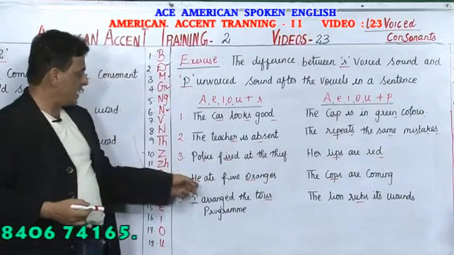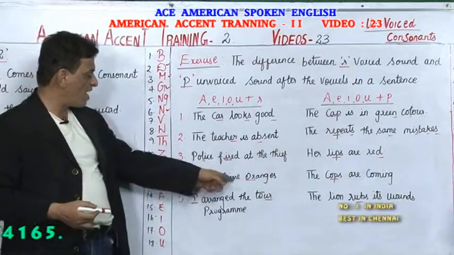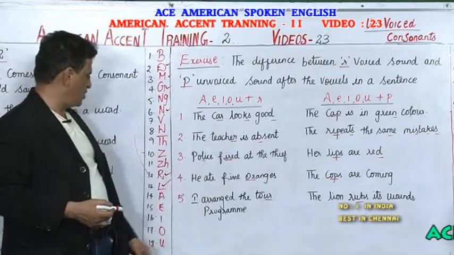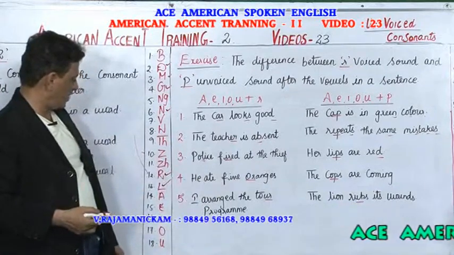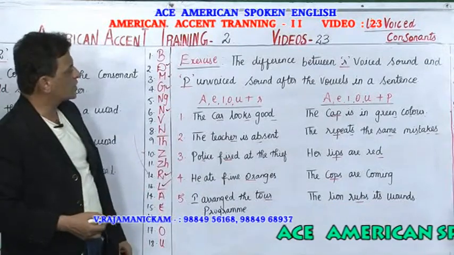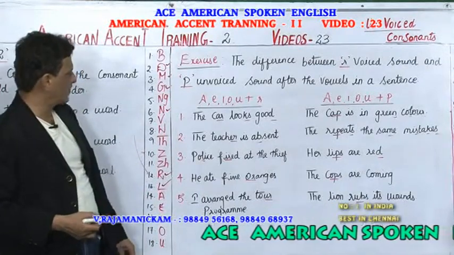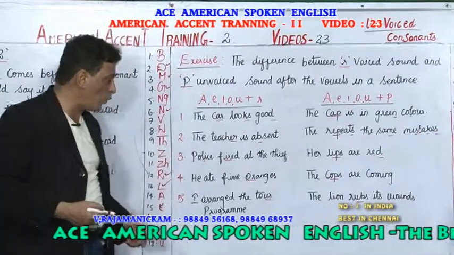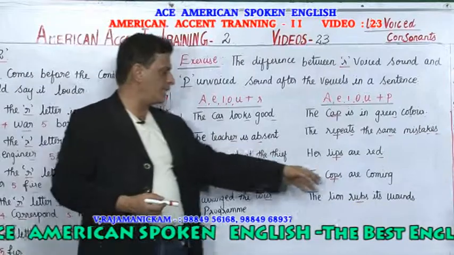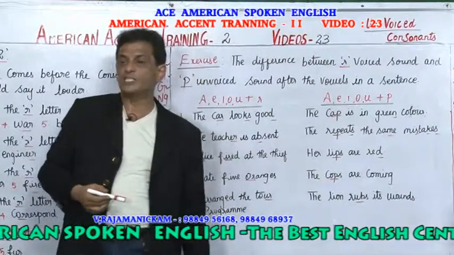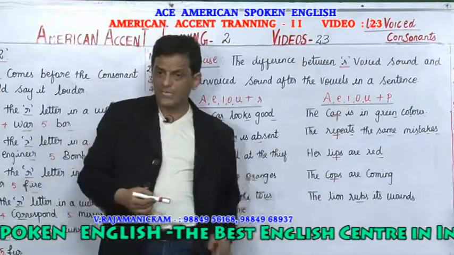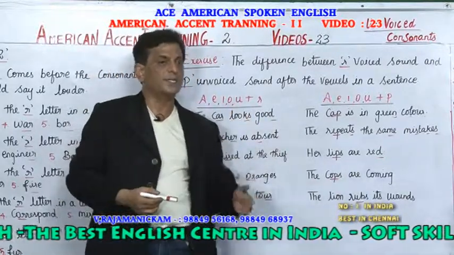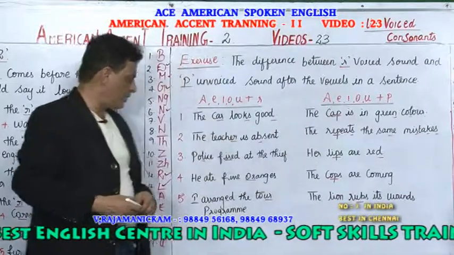Now coming here, he ate 5 oranges. So how do you pronounce, my dear friends? He ate 5 oranges. The cops are coming. P comes. So cops means the police. You don't say cops. The cops are coming.